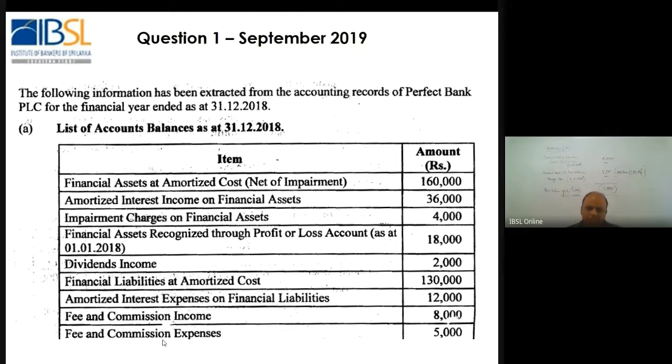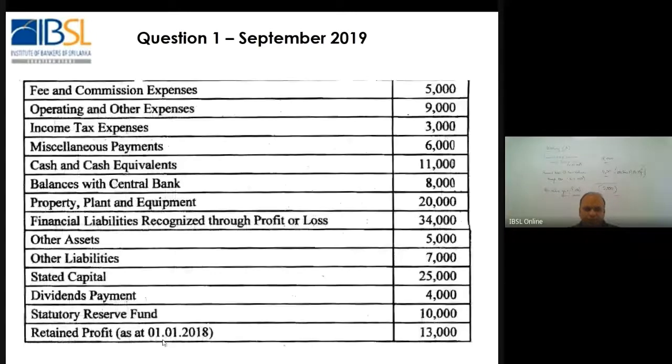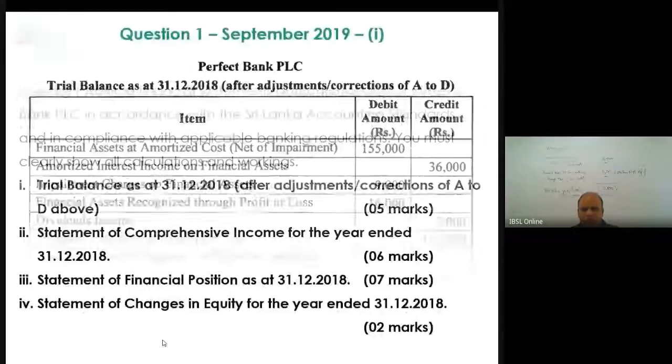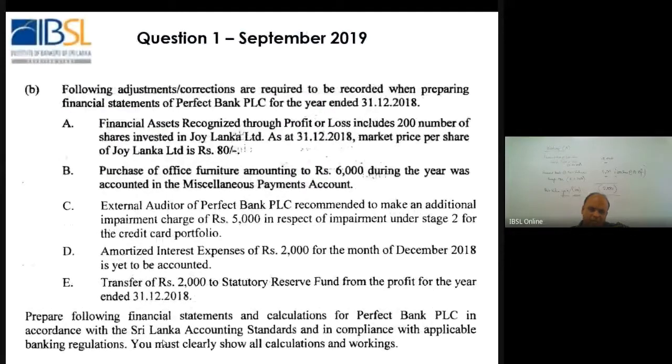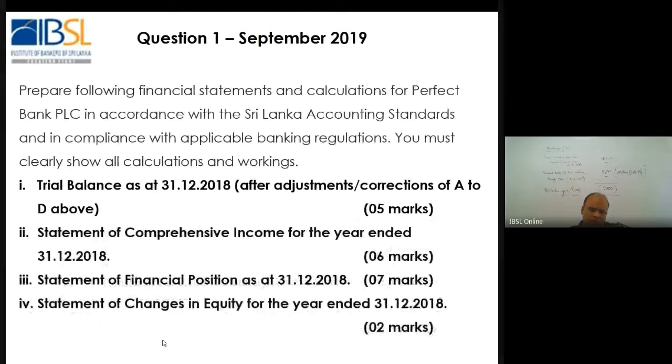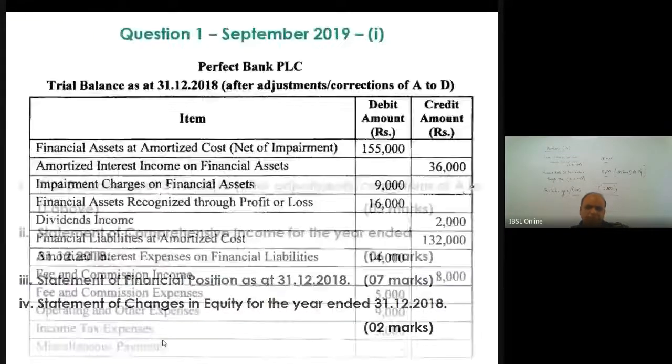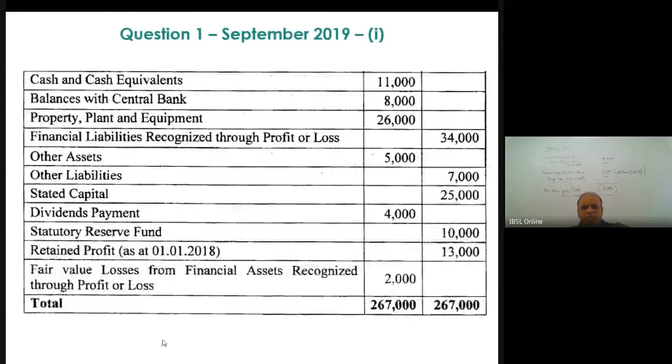So that approach has to be put in here. First, you have to mark whether these items are asset, liability, income, or expense, and only then do you get into the aspect of putting them into the two columns of debit and credit, and marking them accordingly as asset, liability, income, expense, or equity, after considering the adjustments also. Okay. So this gives you an adjusted trial balance for the Perfect Bank PLC.